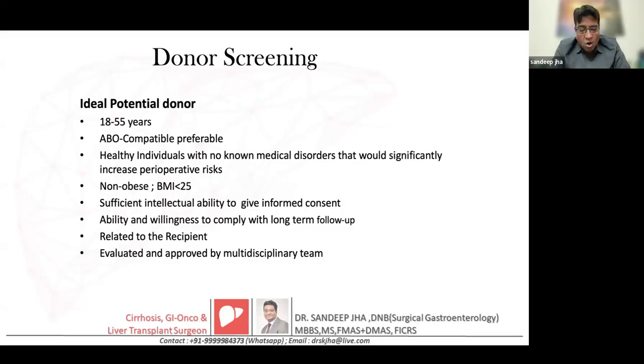According to Indian law, they should be related to the recipient. In many countries, an altruistic donor need not be related to the recipient. Only then will we get the ethical or legal clearance to go ahead with the liver transplant. And all these donors are evaluated by a multidisciplinary team that involves a liver transplant surgeon, a hepatologist, a gastroenterologist, an anesthesia person, a cardiologist, a pulmonologist, and in cases of females, a gynecologist is also involved to evaluate these donors.